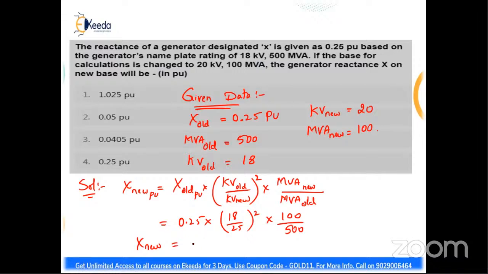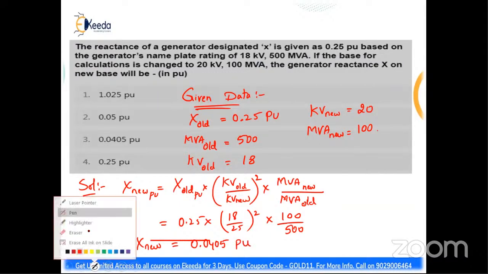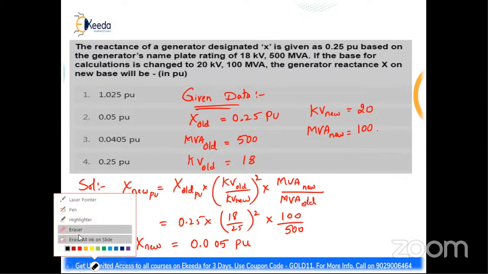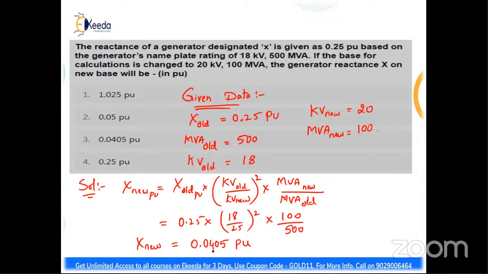So what will be the answer here if you solve this? You get the value as 0.0405 pu. So which is the right option here? 0.0405 pu. So option 3 is the right answer, right? 0.0405 pu is the right answer. Okay.